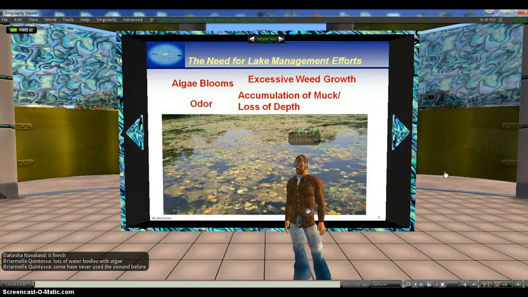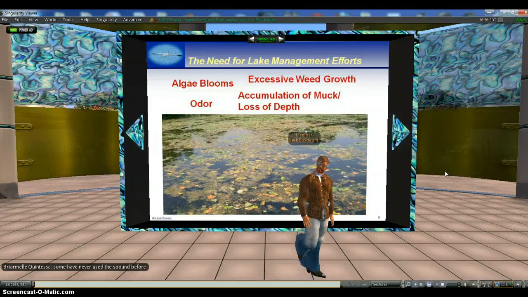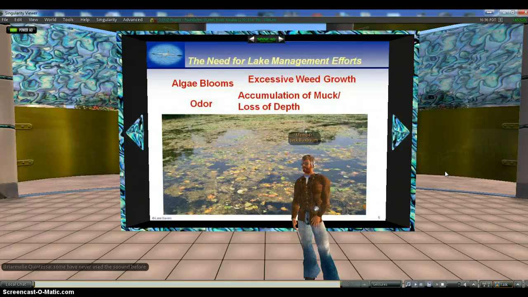Ms. Hearns tells me and confirms that there's a lot of water bodies with algae. Okay, now we're getting somewhere. Excessive weed growth, accumulation of muck, loss of depth, algae blooms, odor, fish kills. Next slide.